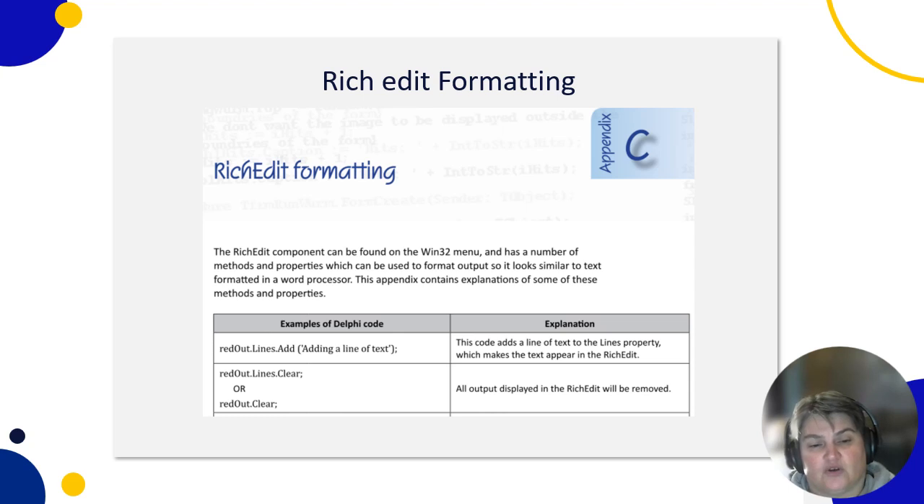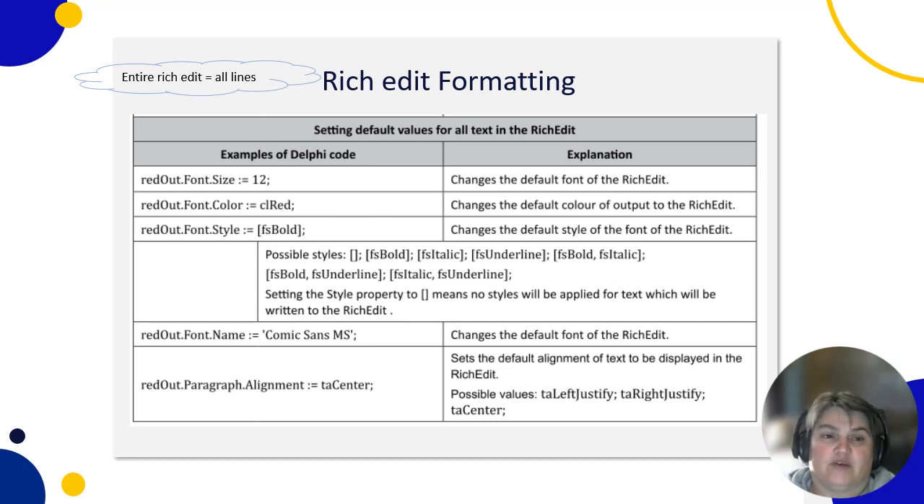Okay, so the first one obviously is if I add to a rich edit, it's richEdit.lines.add. And if I want to clear any lines, I can just use richEdit.clear. richEdit.lines.clear does exactly the same. Okay, so that basically deletes any lines and this adds any lines. Okay, so what about the formatting? So if I want to format the entire rich edit, in other words, all the lines in the rich edit, then I can simply say richEdit.font.size equals 12, and then all the lines in the rich edit will have a font size of 12.